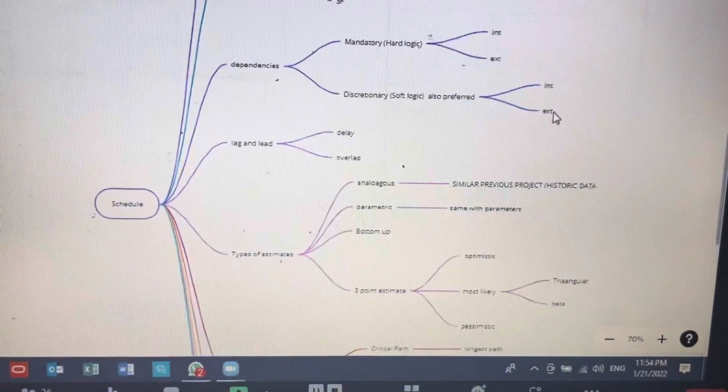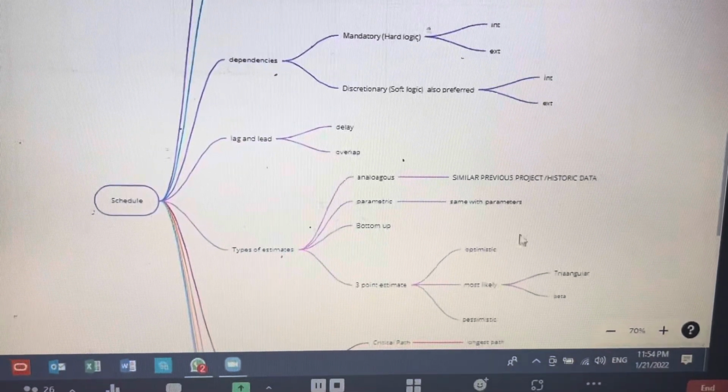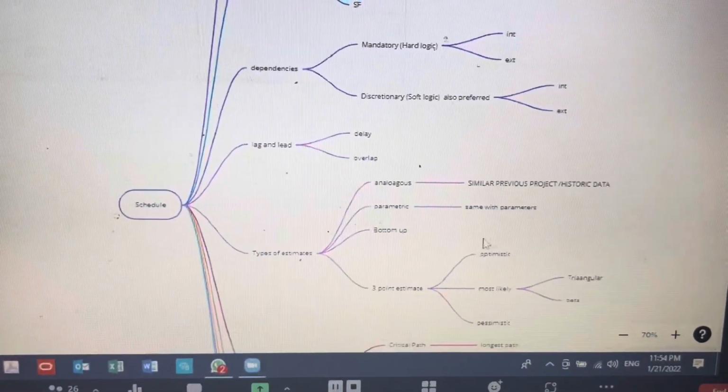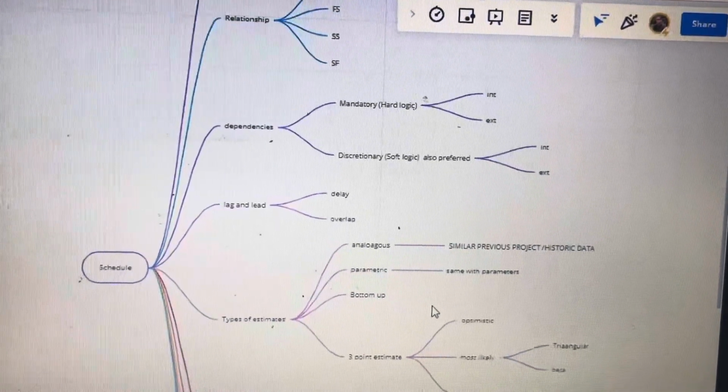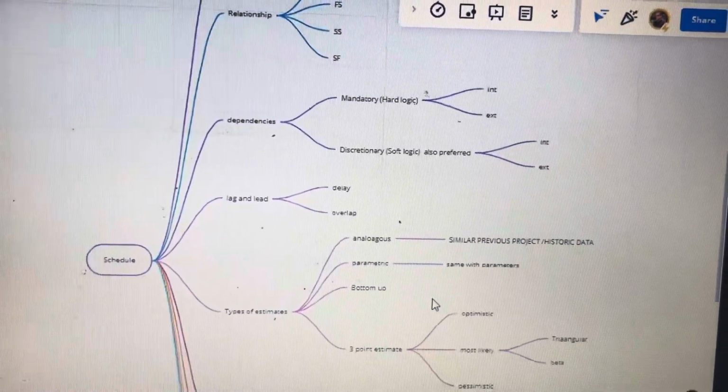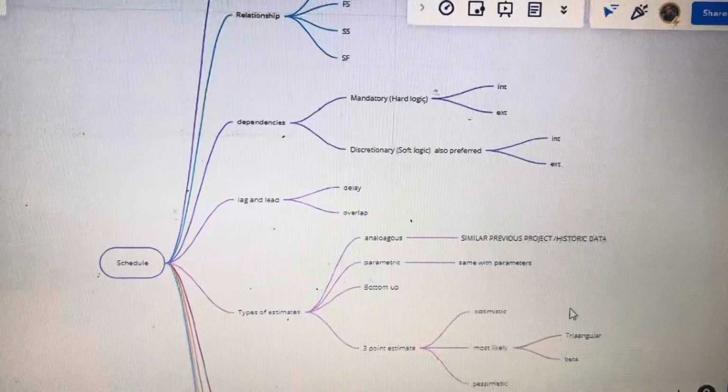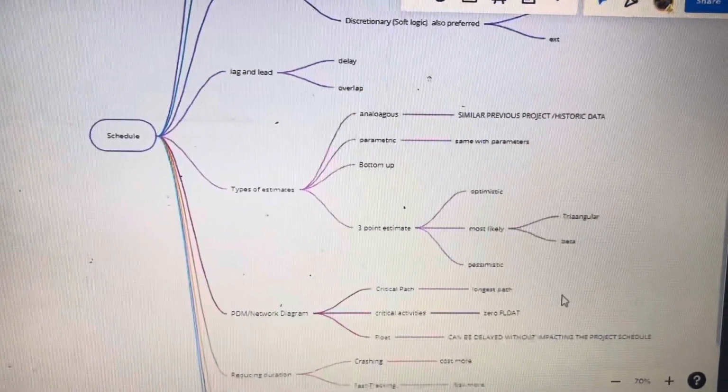Analogous is a similar previous project or historical data, and parametric is the same with the parameters. Bottom up means we divide the work breakdown structure and then detail the activities and take it from the bottom up. The 3 points are the optimistic, most likely, and the pessimistic. In this, there is a triangular and the beta distribution.